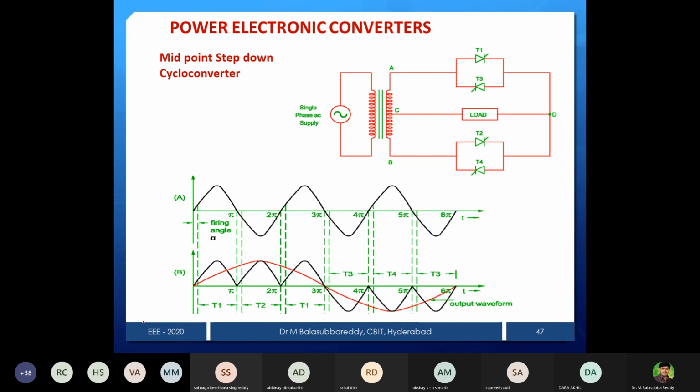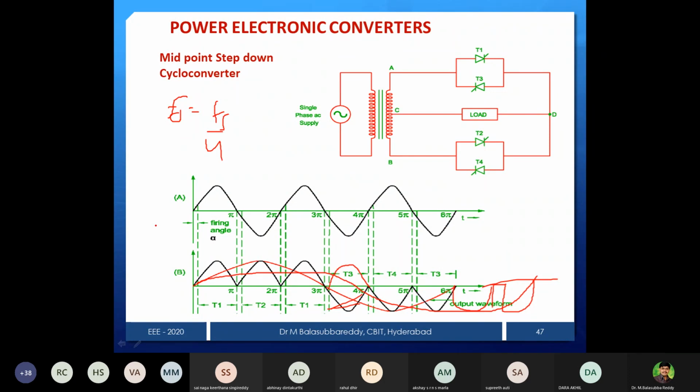Suppose the question they ask in an exam is: show that output frequency is 4 times less than the input frequency. What modification do I need to do in the waveform? Instead of 3 cycles in the positive, you make it 4 cycles in the positive and 4 cycles in the negative. Then your time duration will be increased by 4 times, then frequency will be decreased by 4 times. So now F out is equal to Fs by 4.